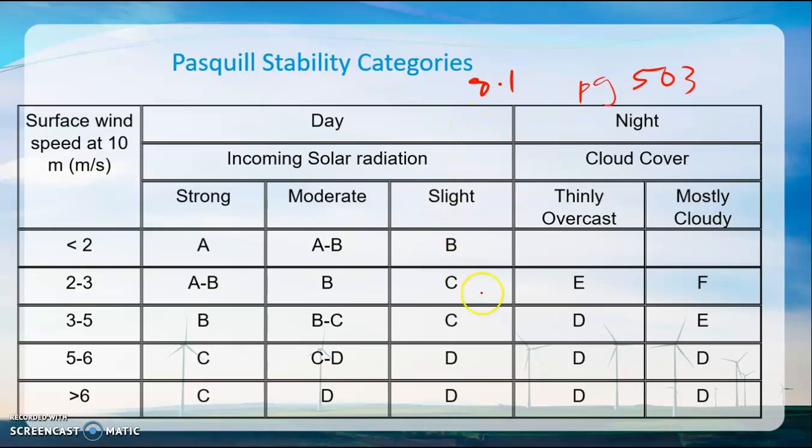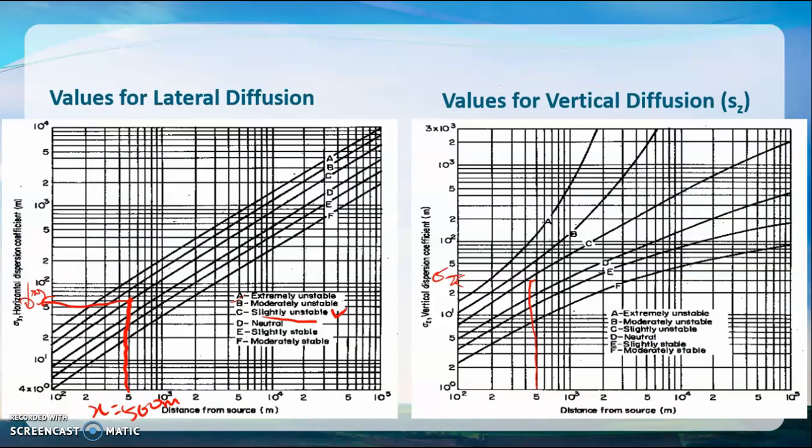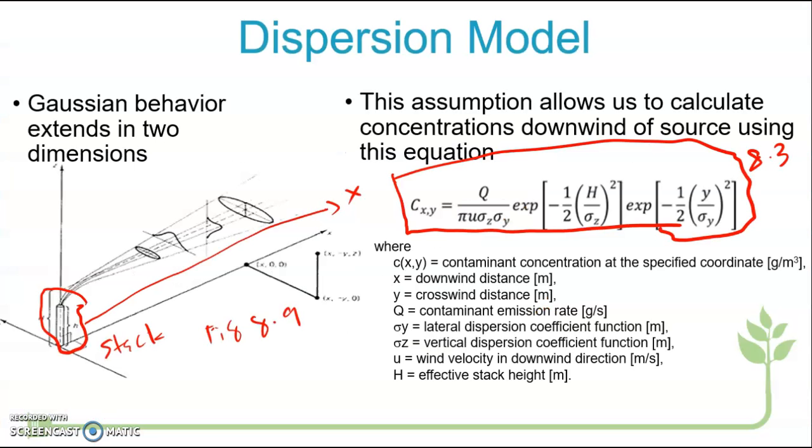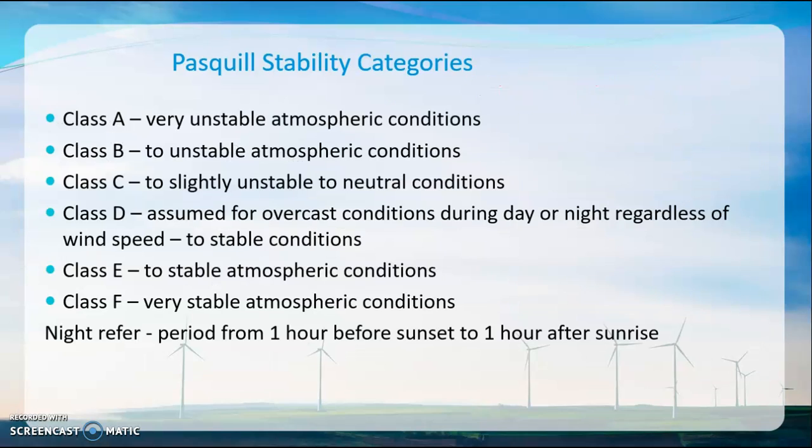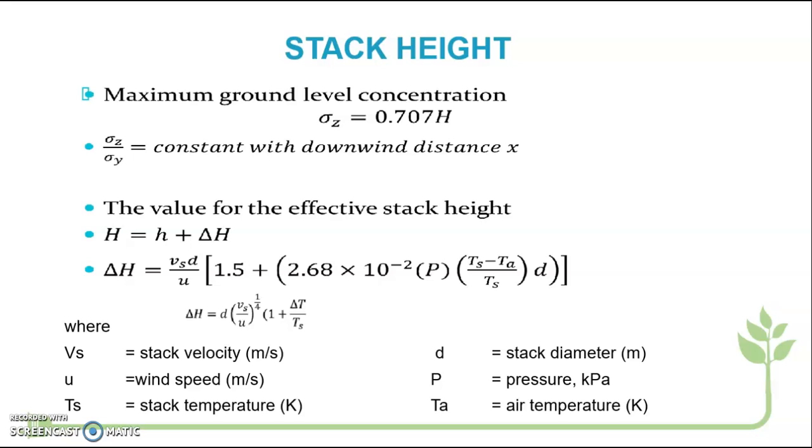So this is day, this is night. If it says sunny, you must choose day. After you have chosen this, then only you go back to this graph to determine your sigma y and sigma z. Then only you can solve the equation 8.3. So what is class A? Very unstable atmospheric condition. B, you can refer to this in your textbook.